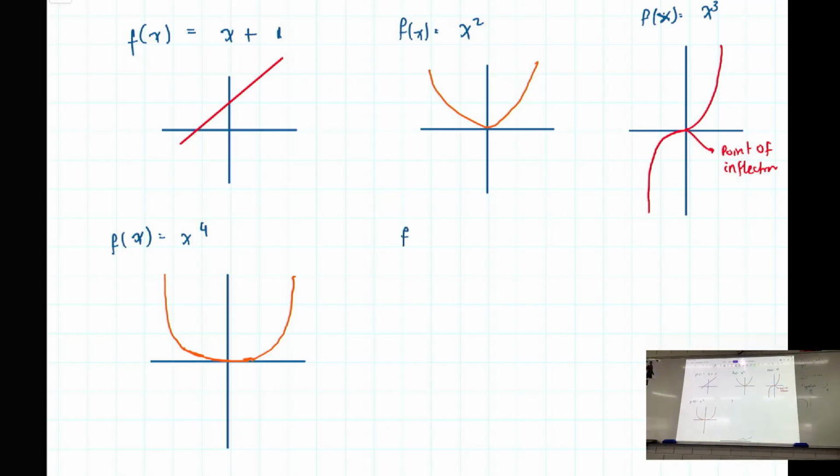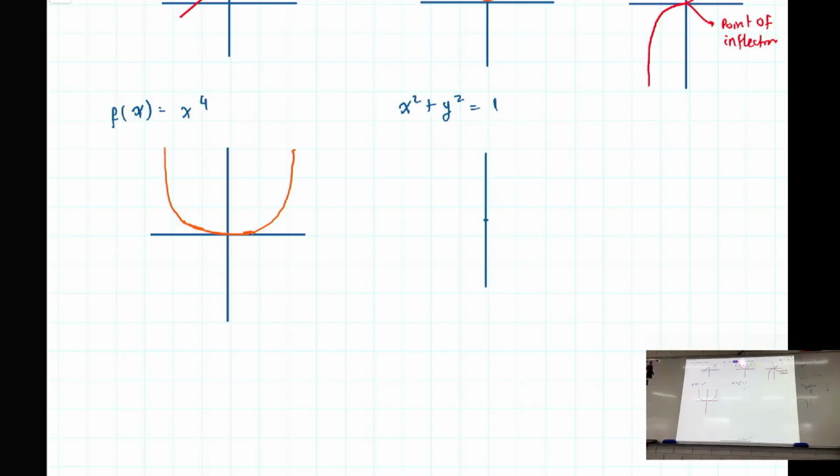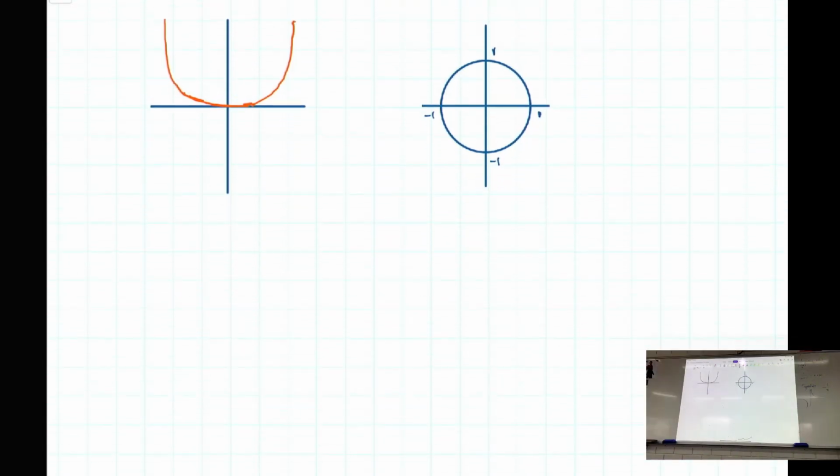We have seen also, tell me what this is. What's that? A circle. Where is the center of that circle? The origin. Yep. What is the radius of that circle? 1. Okay. Yes.